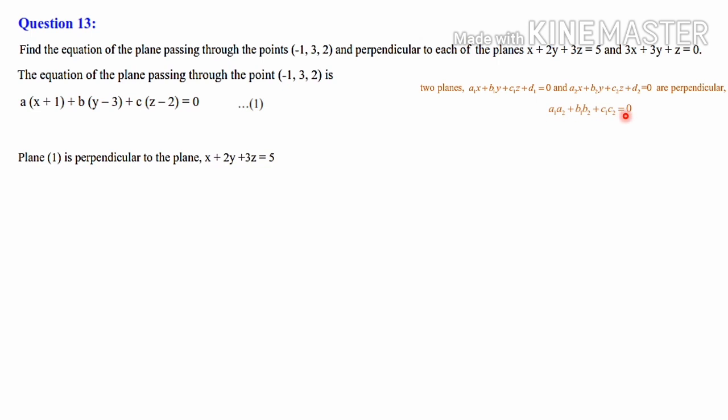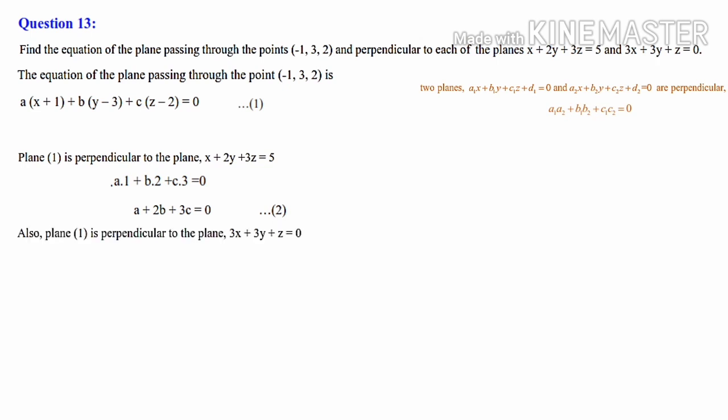So we can use this condition and we can write it as: here the direction ratio of the normal is a, and here the direction ratio of the normal is 1. So a into 1 plus b into 2 plus c into 3 is equal to 0. Let's rearrange it. A into 1 is A, B into 2 is 2B, C into 3 is 3C, equal to 0. Label it as equation number 2.